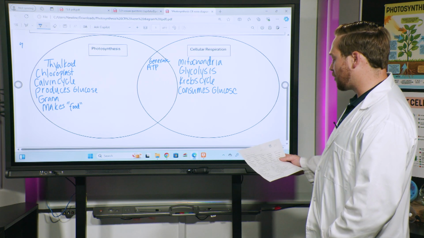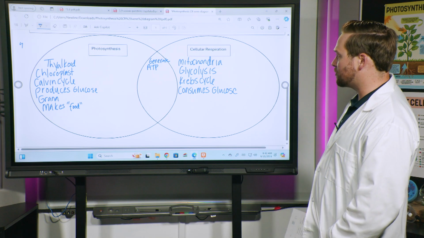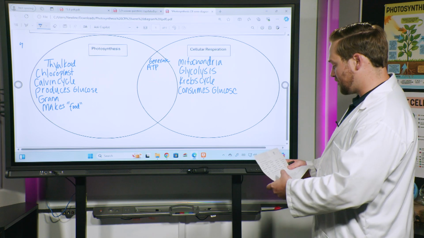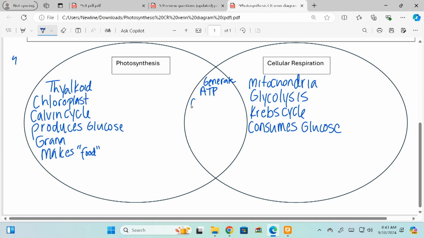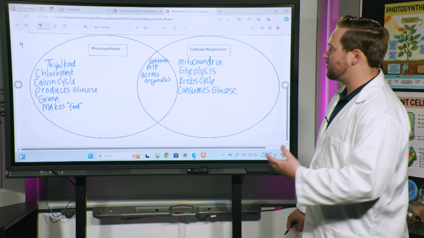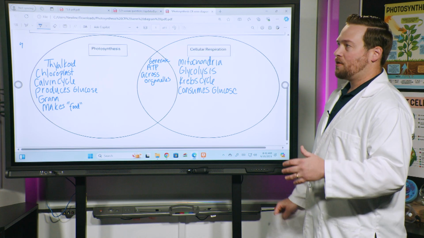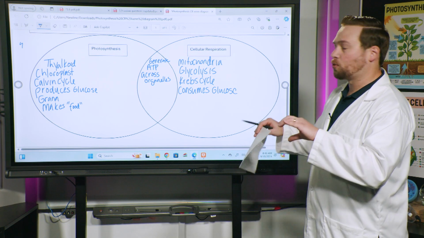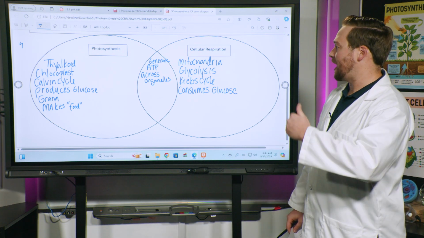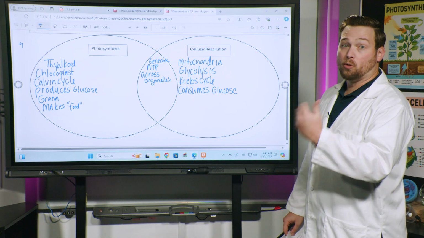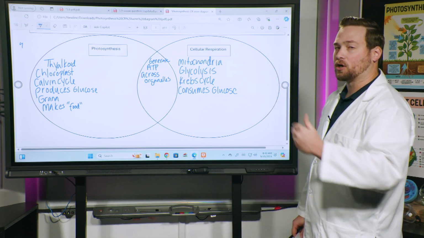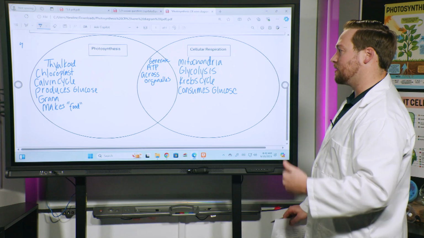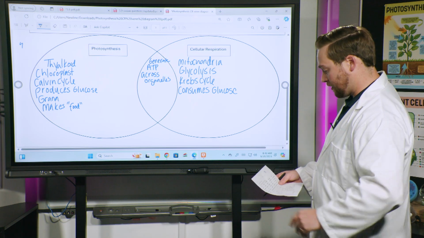All right, the next one is occurs across organelles. This one's actually going to go in both of them here in the middle. And I'm just going to write a little shorter, across organelles. Remember that photosynthesis and cellular respiration are both within a particular organelle, but those organelles, the chloroplast and the mitochondria, are both double membrane bound. So it's happening across both of those different membranes. So they are happening across organelles there.